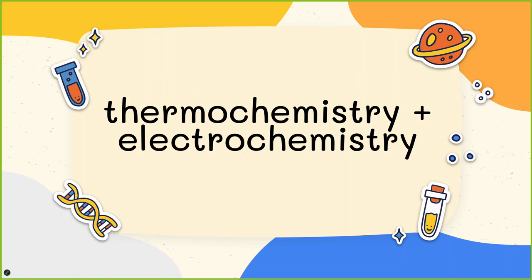Okay, so this is thermo and electro. We're going to do some delta H in here too, and then delta S, delta G. So the thermo part 2 with the thermo part 1, which is unit 6, and then get into some electrochemistry as well. So here we go.